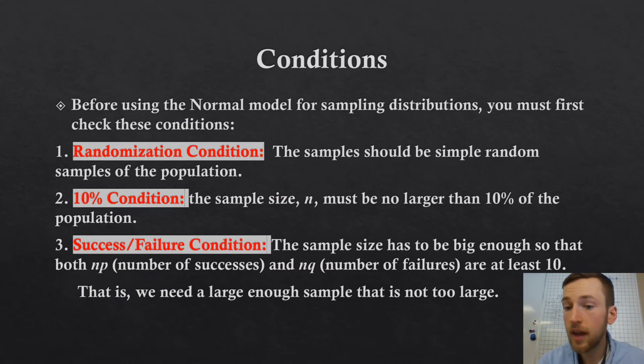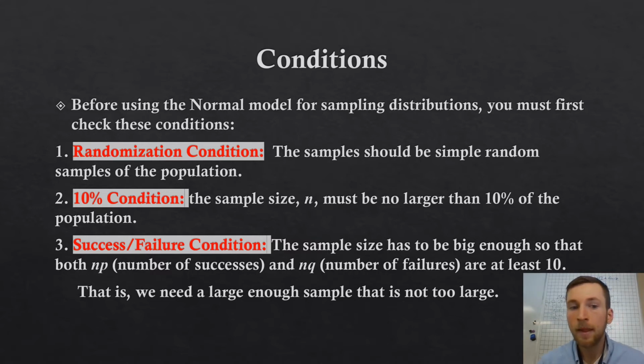So before you dive into using a normal curve, you have to check these three conditions, and these three conditions are going to come up an awful lot here in the next couple of units we go through, okay? So the first one, we have what's called the randomization condition, meaning that each sample that we take has to be a random sample, okay? We can't just pick our 20 best friends, say how many of you exercise regularly, then go to our next 20 friends. We actually have to do a random sample of our population.